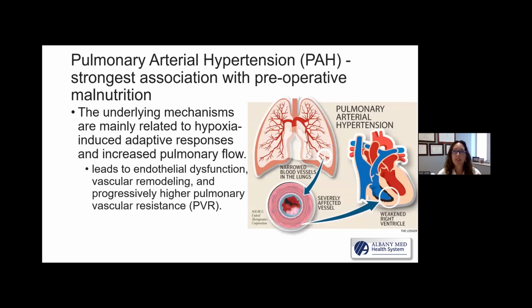So pulmonary arterial hypertension, or PAH, has a strong association with preoperative malnutrition. And the underlying mechanism is mainly related to the hypoxia-induced adaptive responses and increased pulmonary blood flow. And what this does is lead to endothelial dysfunction and vascular remodeling, and that leads to progressively higher pulmonary vascular resistance. And over time, this feed-forward pathway really causes disruption and increased metabolic demand in these infants.